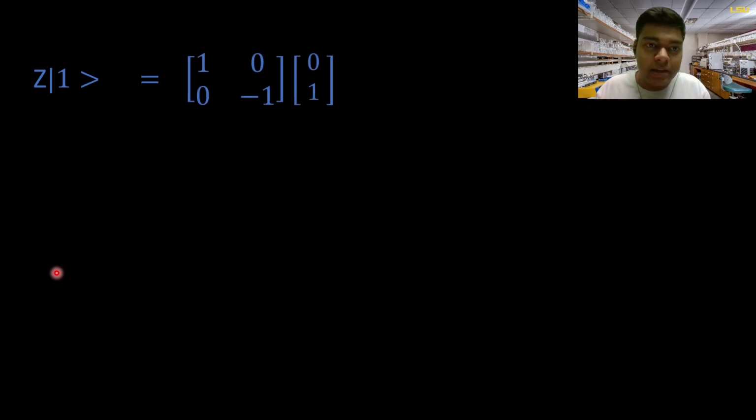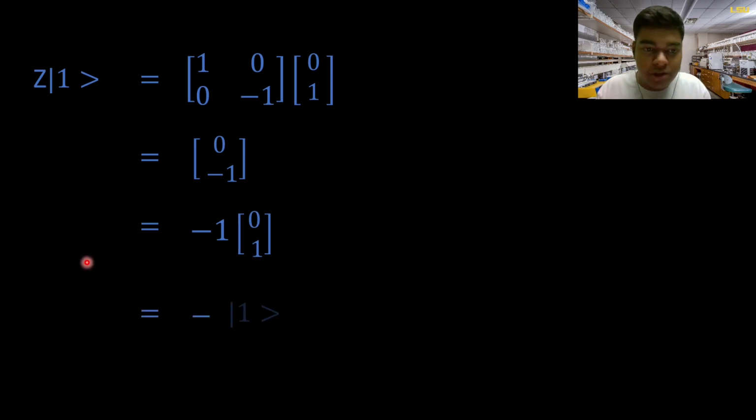Substituting the matrix here in place of Z and writing the 1 ket. Again, simple matrix multiplication, nothing much to explain. Then we write this vector by taking -1 out and writing it this way, just to write it in direct notation. Now you can see when I applied the Z operator on the 1 ket, I get the 1 ket, but I have this minus sign along with it.